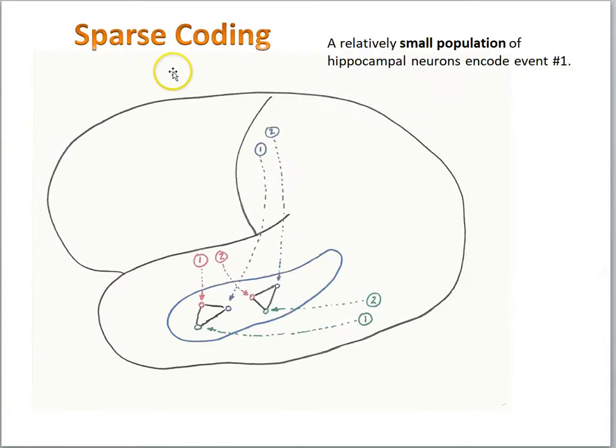Now we're going to introduce a term called sparse coding to refer to the fact that it is just a small subset of cells that are responsible for encoding a particular event. And as we'll see, the nature of the circuitry of the hippocampus also allows it to make separate, non-overlapping, distinct representations for separate events, like event 2. We'll see here in a second.